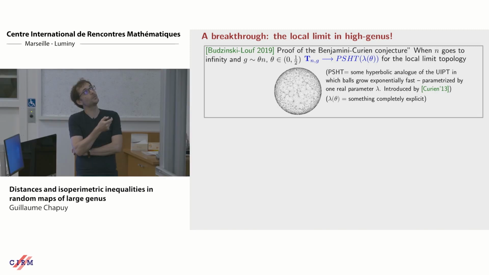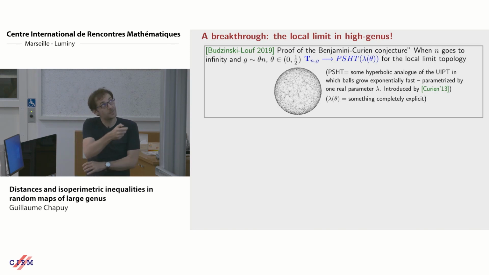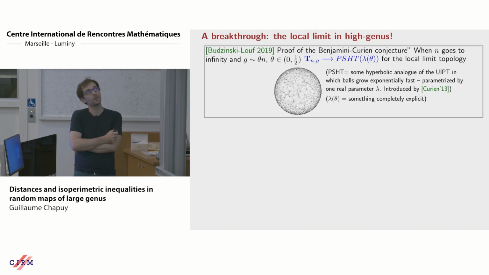So when n goes to infinity in the high genus regime, so g is theta times n, then this object T_{n,g}, the random triangulations of size n and genus g, converges to something which is called the PIT of parameter lambda for the local topology. So the nature of the convergence is really local topology. This is the same thing as my convergence to the uniform infinite planar triangulation, the UIPT, that I had shown you in the first slide.